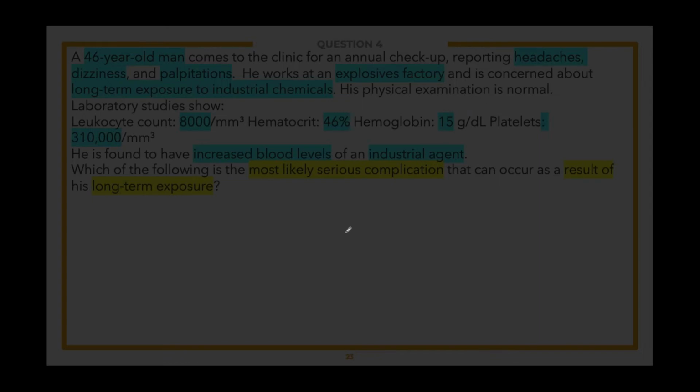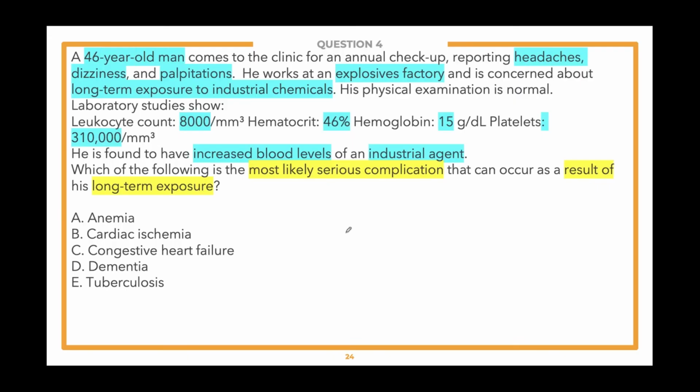Answer choice E, tuberculosis. D, dementia. C, congestive heart failure. B, cardiac ischemia. And A, anemia. So once again, we're going to go ahead and open up that poll. Go ahead and select what you think is the best answer, and we'll talk about it in just a few seconds.